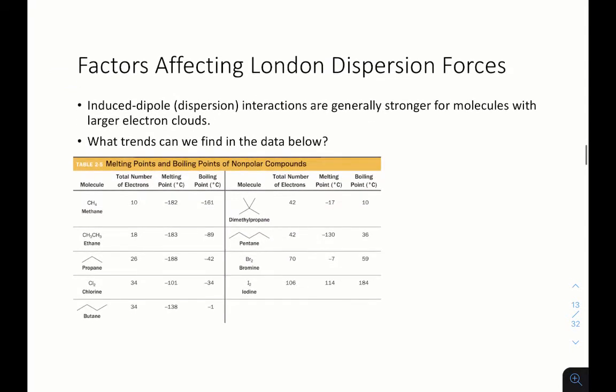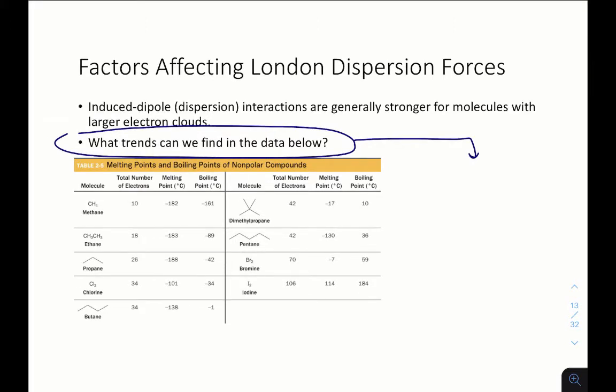So just as we examined factors that affected the strength of hydrogen bonding interactions, I want to take a moment and think about factors affecting London dispersion forces. In this table from your textbook, we have the melting point and boiling point data for several nonpolar molecules. Pause and write down any trends that you see in this data.